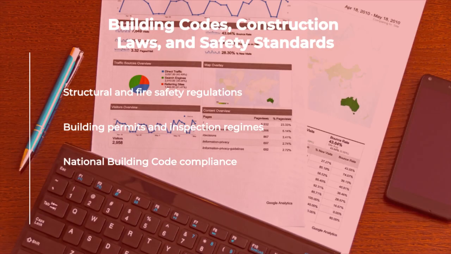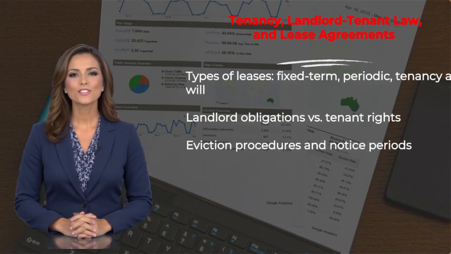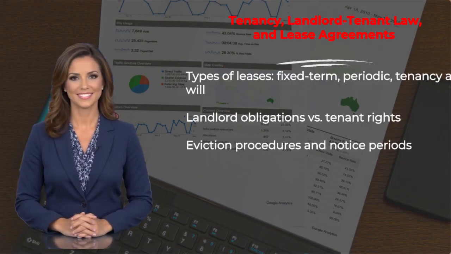Building codes, construction laws, and safety standards. Structural and fire safety regulations. Building permits and inspection regimes, National Building Code compliance, labor laws and safety regulations at construction sites, penalties for illegal structures and demolition orders.